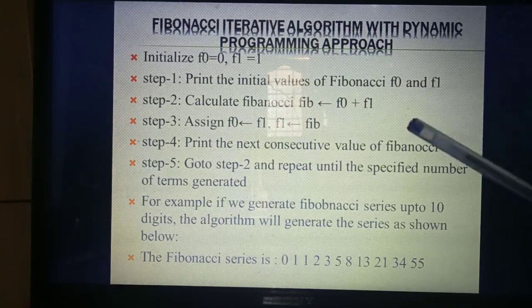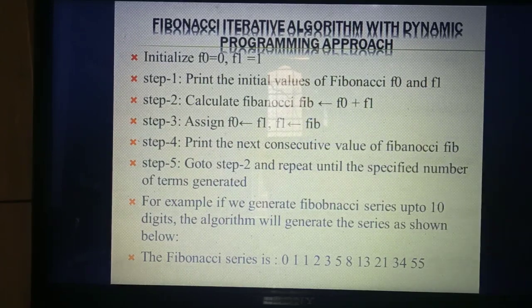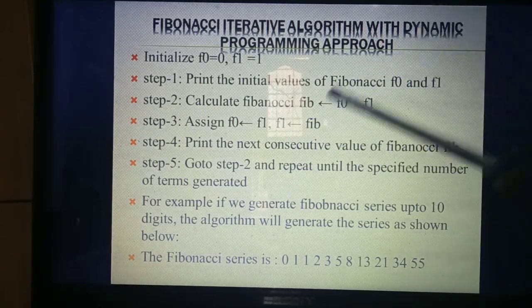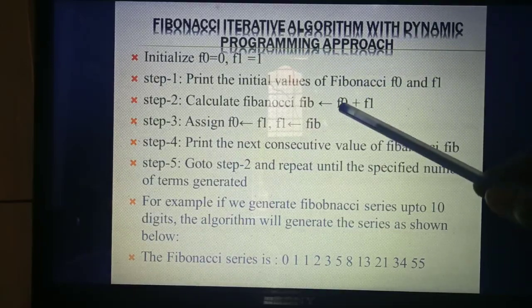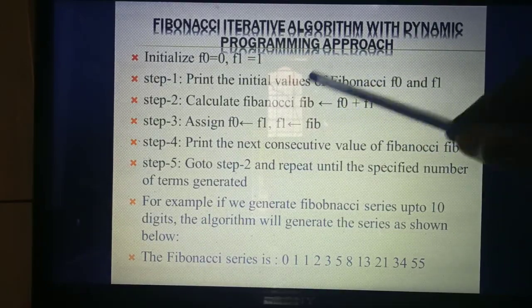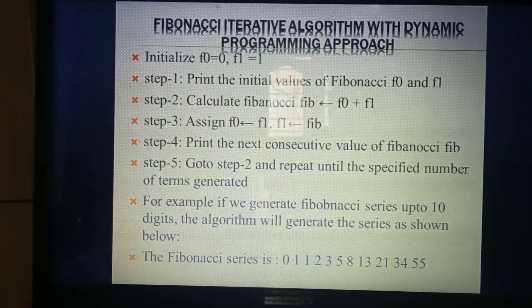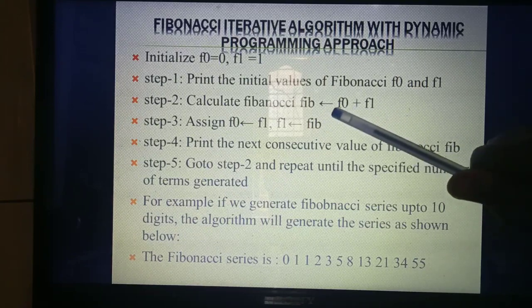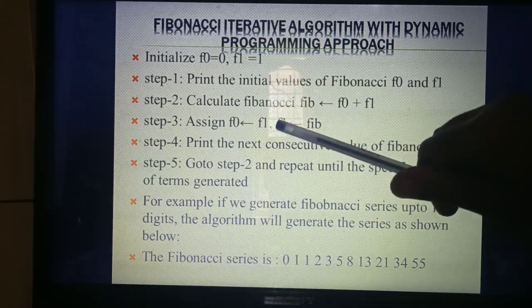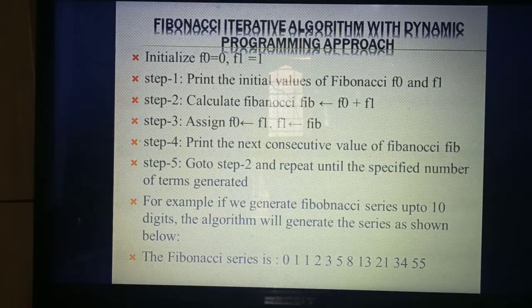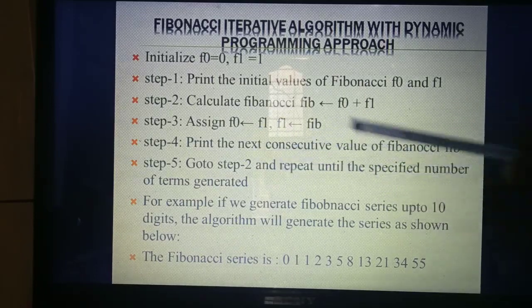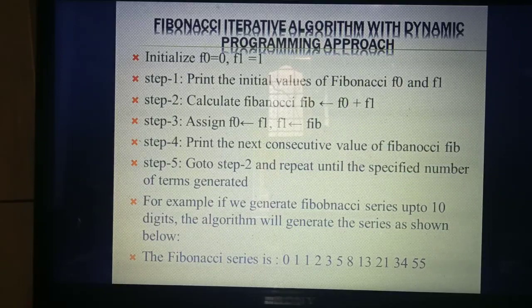Then why are they assigning? That means previous things: F0 to F1, and F1 to fib. They are assigning F0 to F1, then F1 to fib. That means the next two consecutive values they are adding. So then again you need to repeat the steps from step 2.